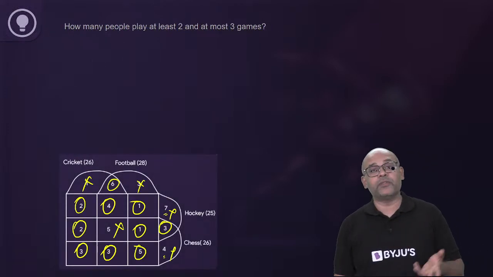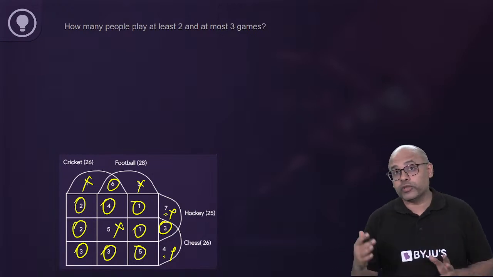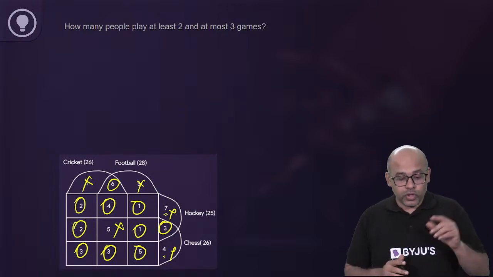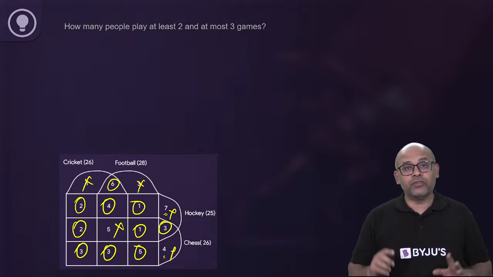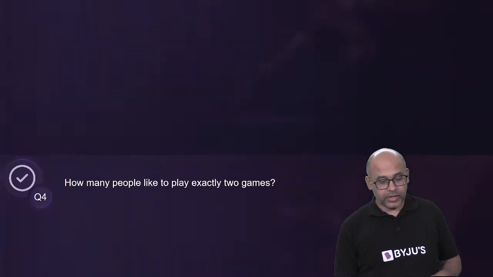Another 5. So 15 plus 5, 20. Because all 4 also you don't need. You need only 2 and 3. So you are subtracting all ones, exactly ones and exactly 4. That's gone. Okay, so that's 30.